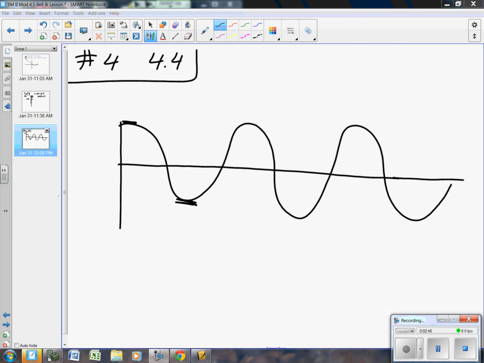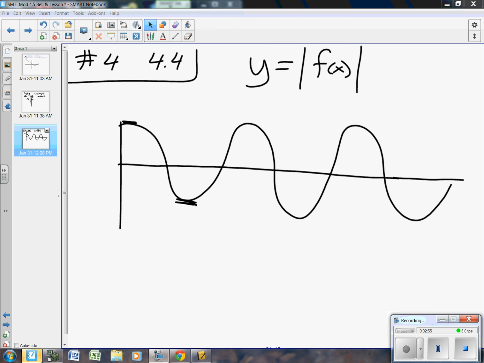Use the graph of a sound wave to sketch a graph of the absolute value of the amplitude, in other words, y equals the absolute value of f of x. So we're going to graph that right there. I'm going to do it on the same graph, except I'm going to use a red pen.